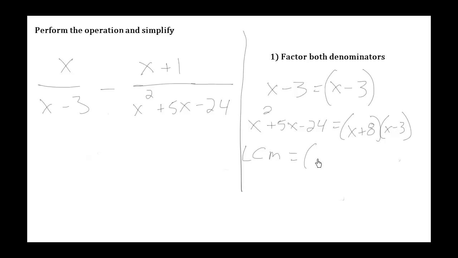Whatever's in common, you write it once and cross it out of both. And then you need what else? Whatever's left. So I have another x plus 8. This is my least common multiple, which is also going to give me the bottom number. This will be the common denominator that we need.